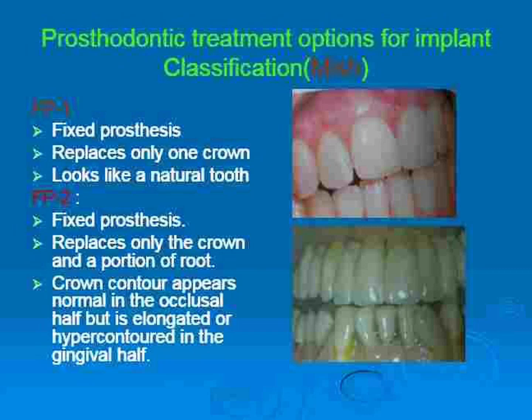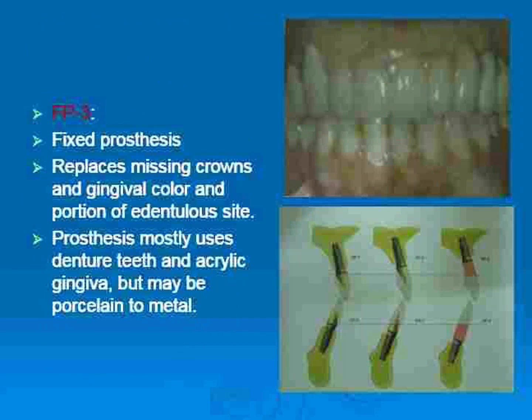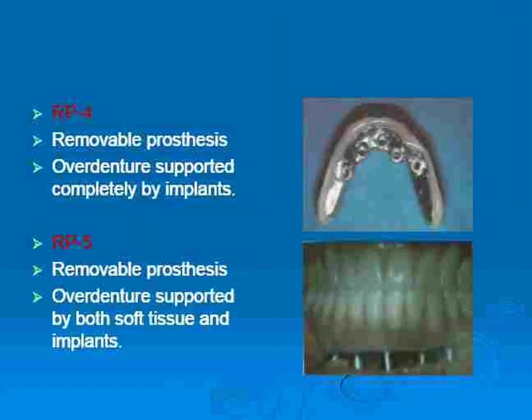The prosthodontic treatment options for implant classification according to Misch is FP1, which is a fixed prosthesis which replaces only the crown, looks like a natural tooth. FP2 is a fixed prosthesis, replaces only the crown and a portion of the root. The crown contours appear normal in the occlusal half but are elongated or hypercontoured in the gingival half. FP3 is a fixed prosthesis that replaces missing crowns and gingival contours and a portion of the edentulous site. The prosthesis mostly uses denture teeth and acrylic gingiva but may be porcelain to metal.